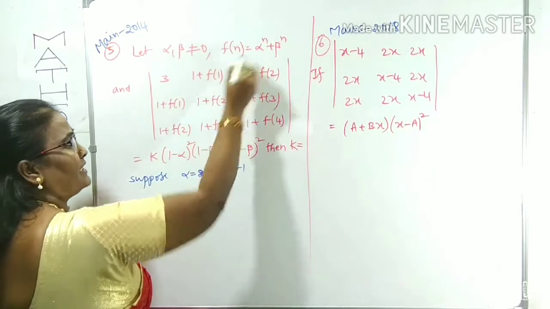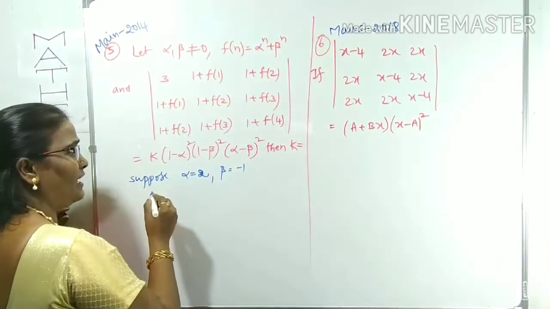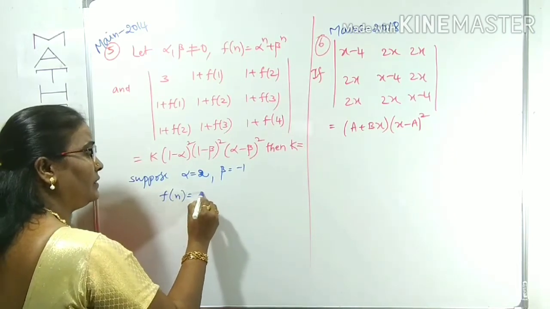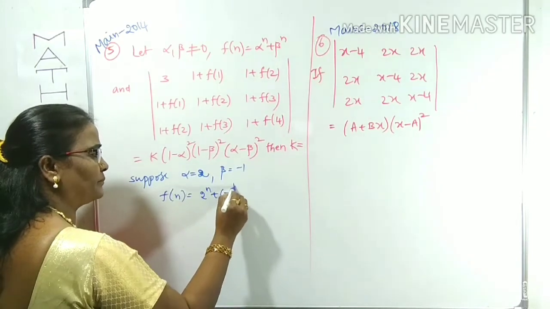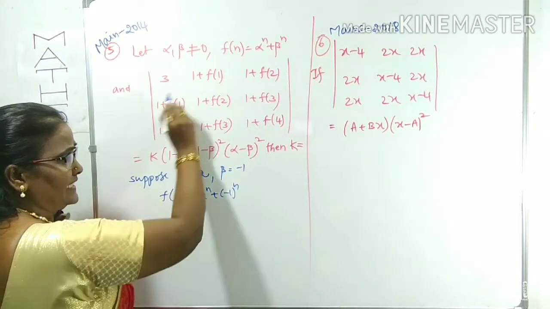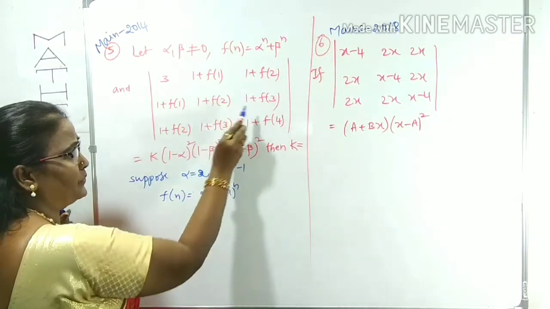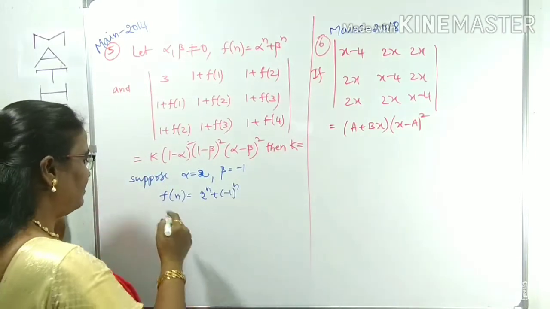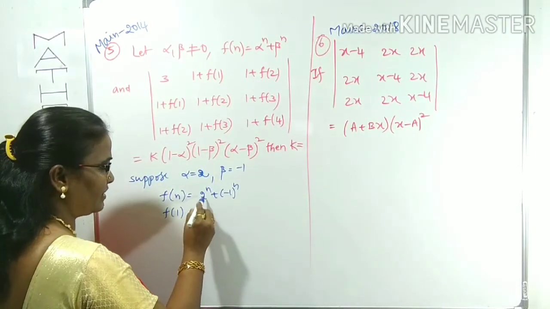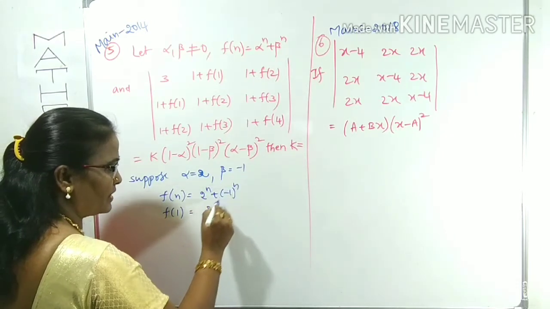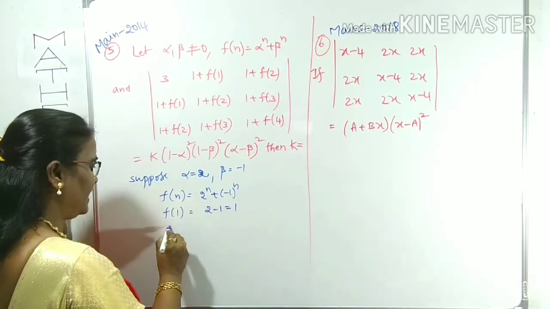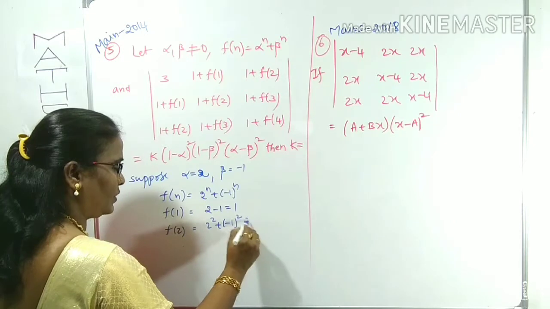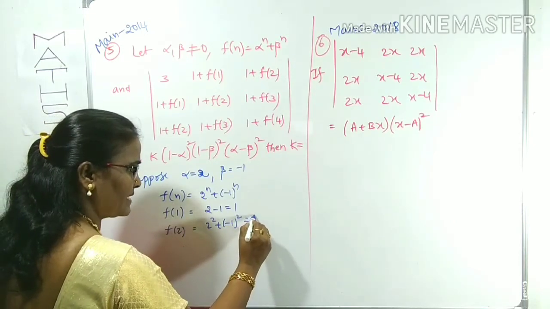What is fn here? fn is alpha power n plus beta power n, which means fn becomes 2 power n plus (minus 1) whole power n. In our determinant, there will be terms f1, f2, f3, f4. We have to calculate them. First f1: in place of n take 1, 2 power 1 is 2, (minus 1) whole power 1 is minus 1, 2 minus 1 is 1. Then f2: 2 square plus (minus 1) whole square. 2 square is 4, (minus 1) whole square is 1, 4 plus 1 is 5.